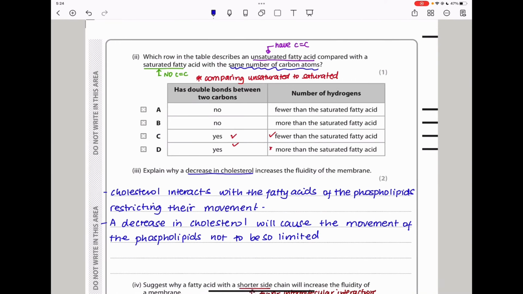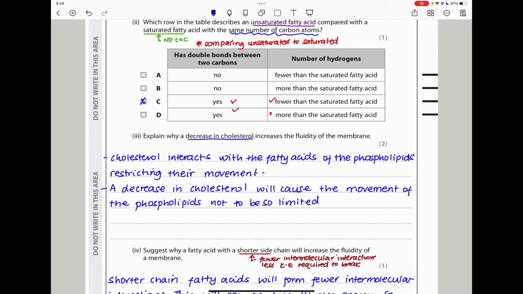So let us continue. Here they say, which row in the table describes an unsaturated fatty acid compared with a saturated fatty acid with the same number of carbon atoms. Remember, a saturated fatty acid has no carbon-carbon double bond, and unsaturated fatty acid has carbon-carbon double bonds. So we are comparing unsaturated fatty acids to saturated fatty acids. What we need to know is, here they ask, has double bonds between 2 carbons? Yes, remember you are comparing unsaturated to saturated. Unsaturated has carbon-carbon double bonds, and the number of hydrogens in unsaturated, we have fewer hydrogens, so the answer here should be a C, as we can see there.